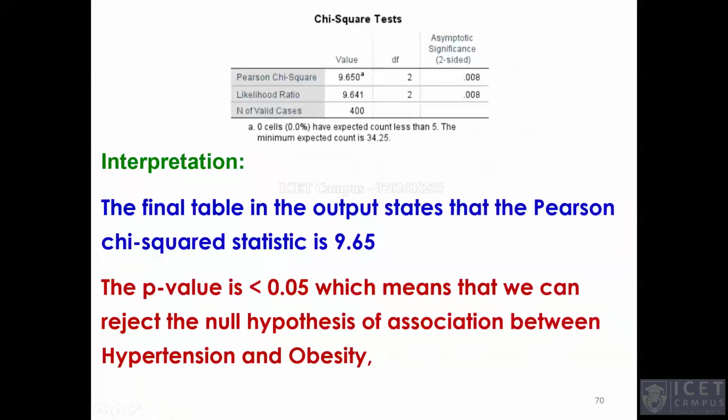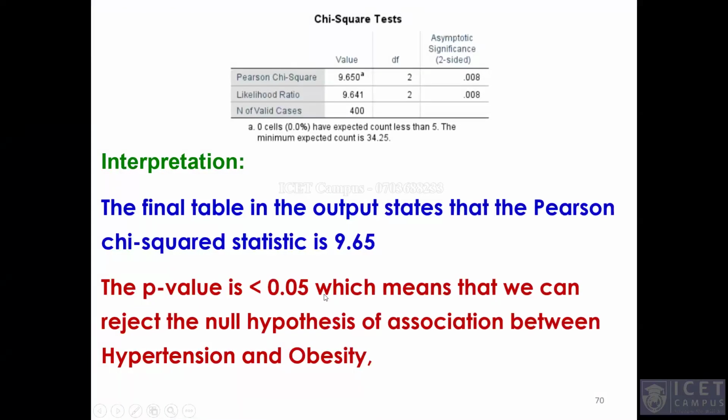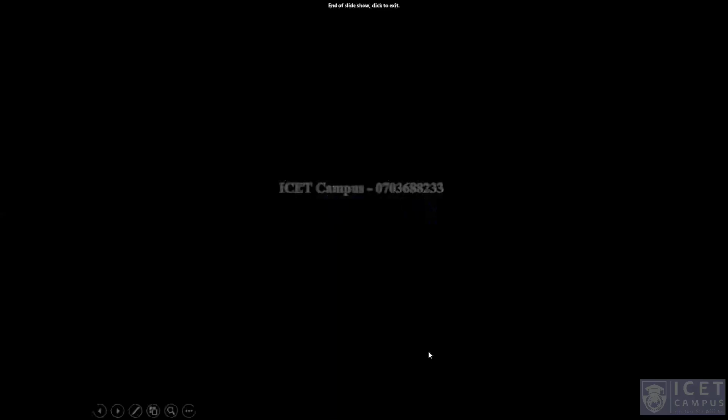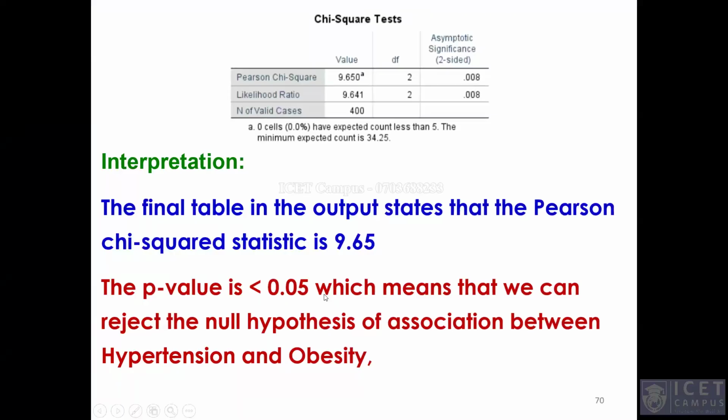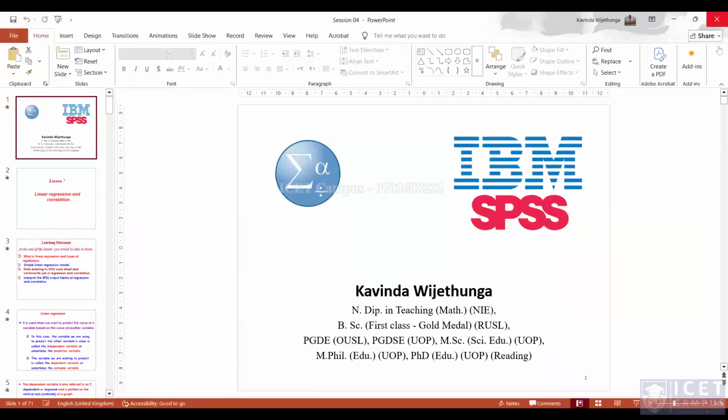Interpretation. The final output states that the Pearson chi-square statistic is 9.65. It means that the p-value is 0.08. It is less than 0.05, which means that we can reject the null hypothesis of no association between hypertension and obesity. Since the p-value is less than 0.05, we can reject the null hypothesis. So that is what I wanted to talk about in the analysis.